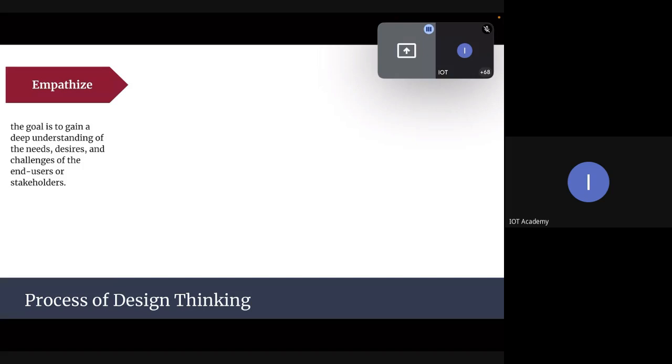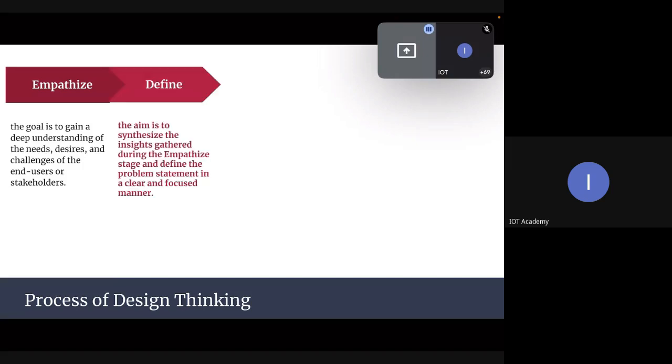The second stage is define. Now we have empathized with the users and the problem that they are facing. We understand what the problem is, what issues they are suffering with. But now we need to define what we want to solve.